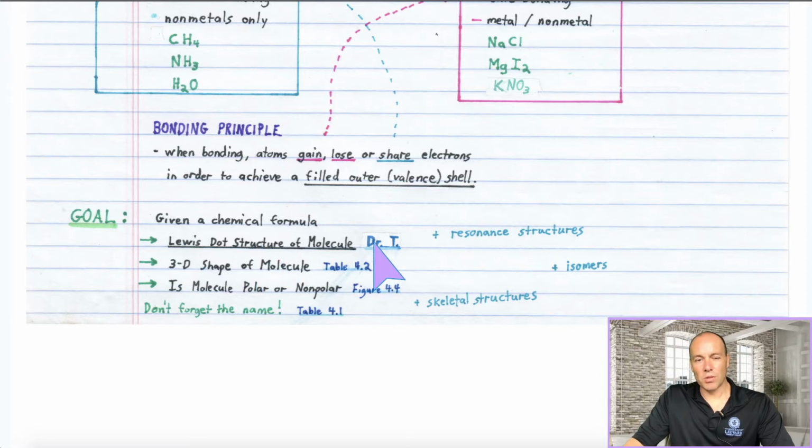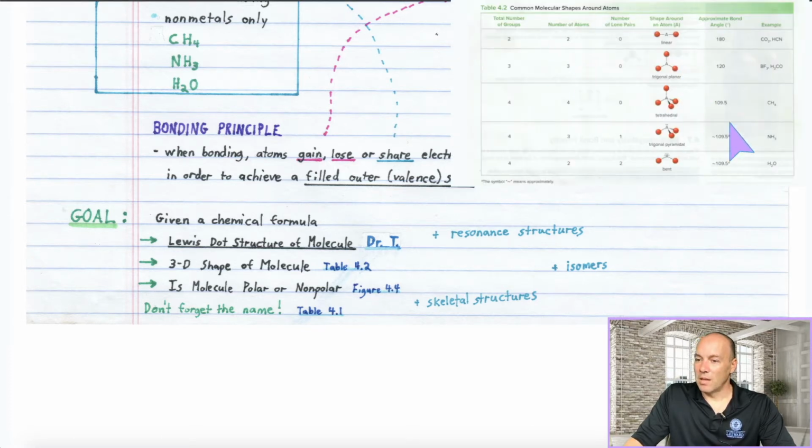Once you have the Lewis structure, it's a pretty straightforward procedure to assign the three-dimensional shape. You see, the Lewis structure just tells you how the atoms are connected. It doesn't really tell you which way they are pointing. And so once you know how the atoms are connected, you then want to determine the three-dimensional shape of the molecule. And to help with that, we will be using table 4.2 in the textbook. And here's what table 4.2 looks like. So we'll discuss this table in more detail as we go through some examples.